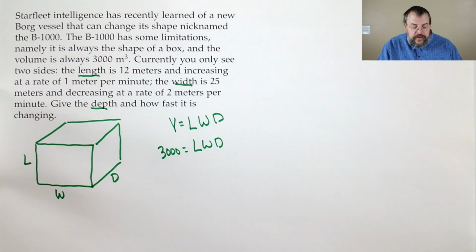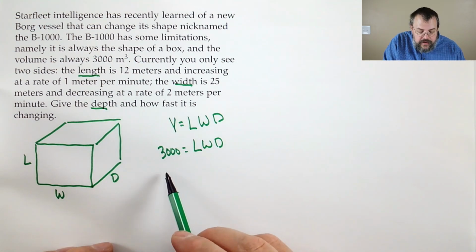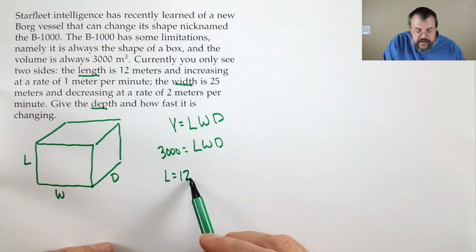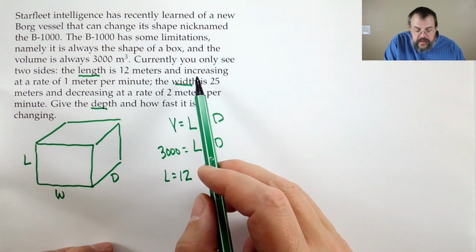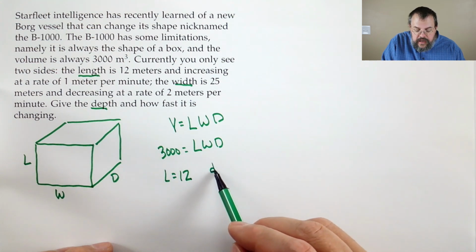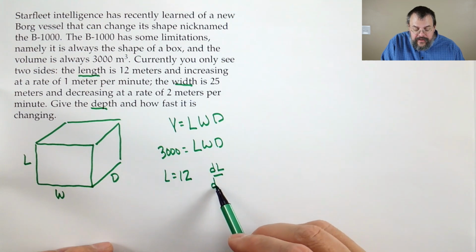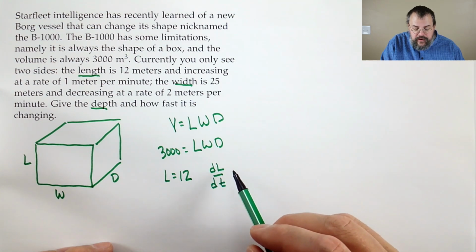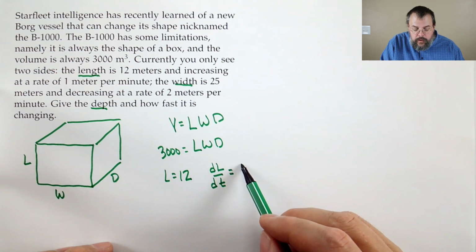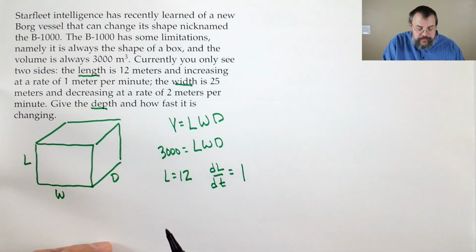So what are we after? Well, we're after depth and how fast it's changing. What do we have? We have our relationship, but what else do we have? We have the length. We're told that is 12 meters and increasing at a rate of 1 meter per minute. Whenever you hear the word rate, think derivative. So the derivative of length with respect to time is 1. It's positive 1 because it's an increase.